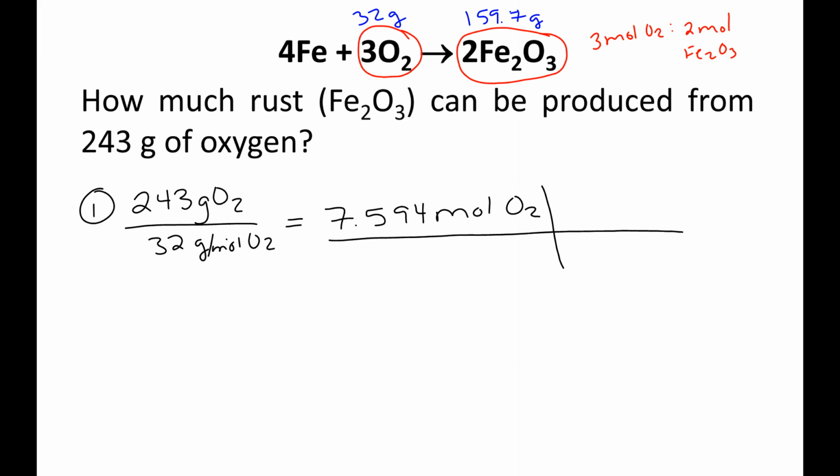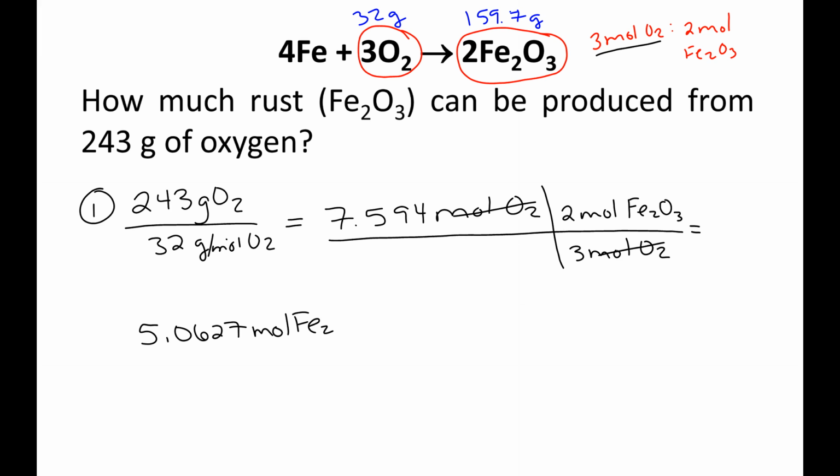Now, my mole ratio goes here. So I have moles of oxygen to moles of rust. I'm going to put my moles of oxygen on the bottom because I need it to cancel. Moles of Fe2O3. So if you have moles of oxygen in your mole ratio, that has to go on the bottom. Now this will give me, and I'm going to put it over here, 5.0627 moles of Fe2O3.